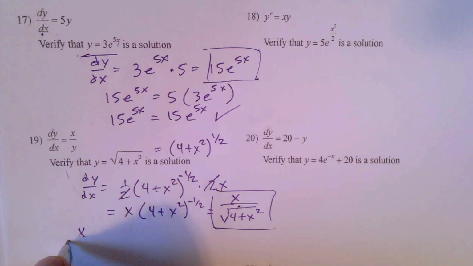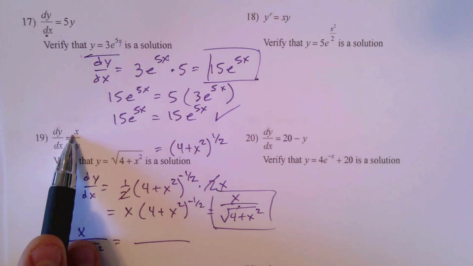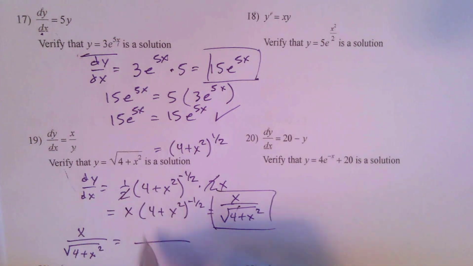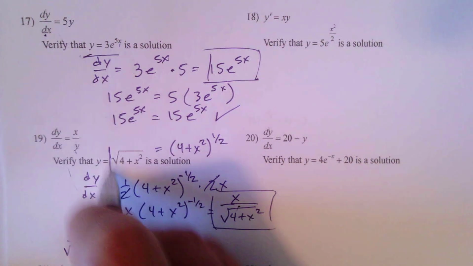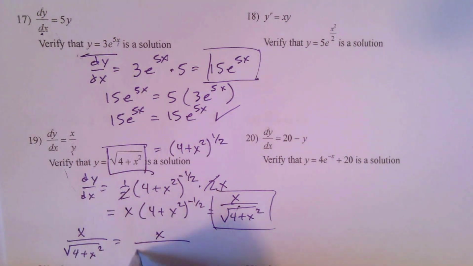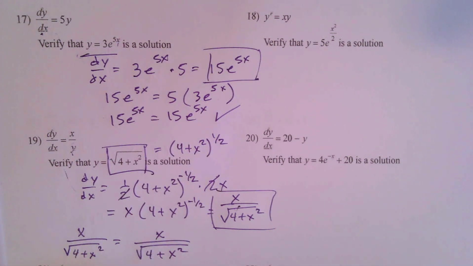So we have x over the square root of 4 plus x squared equals, now we read off what the right side says. So the right side says that we have x on top, x is just a variable, and then we have y on the bottom, but y is this original function. So we plug that in, 4 plus x squared. So here's our x, here's our y, here is the derivative, and we can see that the derivative is equal to x over y. So it's true.